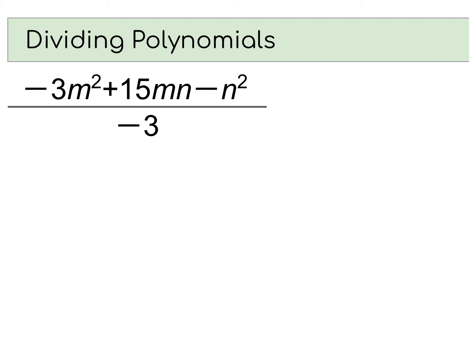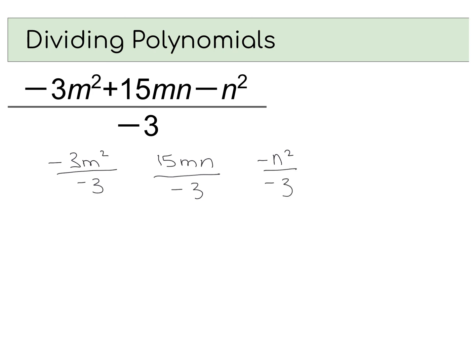All right, welcome back. So let's see how we're going to set that up. So our first term is 3m squared divided by negative 3. Then we have 15mn divided by negative 3. And then we have negative n squared divided by negative 3. So we're going to go through those individually.